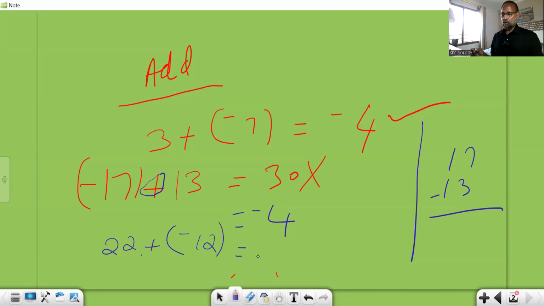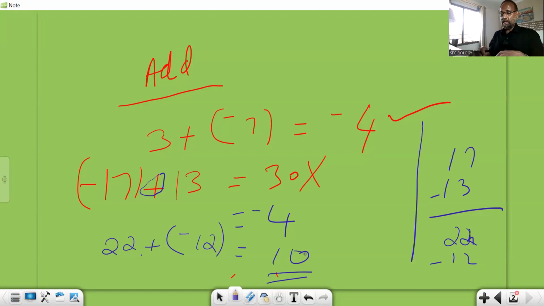Next, 22 plus minus 12. Tell me the answer. 22 plus minus 12. Yes, the difference of 22 and 12. Don't add to get 44 or 34. It is the difference of 22 and minus 12, that means 22 and 12. You have to do 22 minus 12. That is very easy, 10. But the sign is not minus, it is plus.